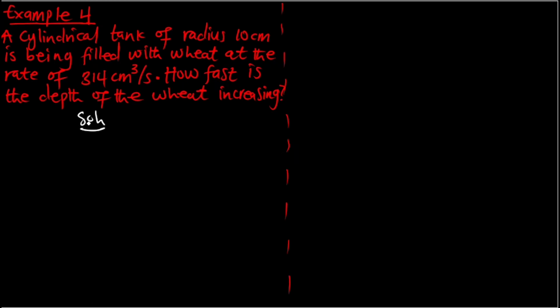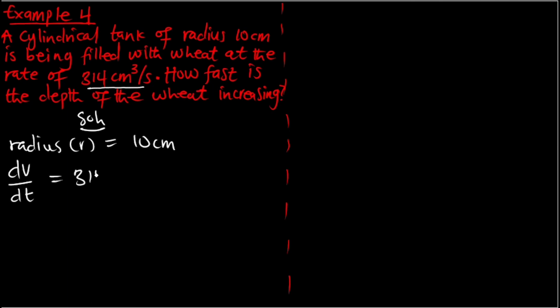Example 4. A cylindrical tank of radius r, which is 10 centimeters. So let's use the radius r equal to 10 centimeters. It is being filled with wheat at the rate of 314 centimeter cube per second. From the question, you can see what rate this is. Centimeter cube means volume, and per second means with respect to time. So my dV/dt, which is volume with respect to time, is going to be 314 centimeter cube per second.